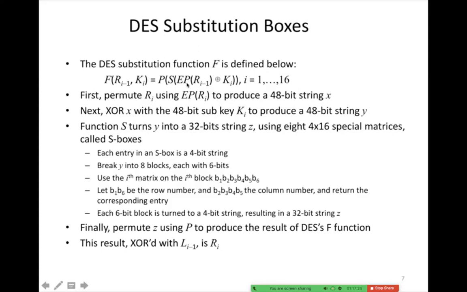This EP is responsible for turning a 32-bit input into a 48-bit output, because your key length is 48 bits. So this is expansion and permutation. Now after this operation, you have a 48-bit string, and then you apply a substitution, S.